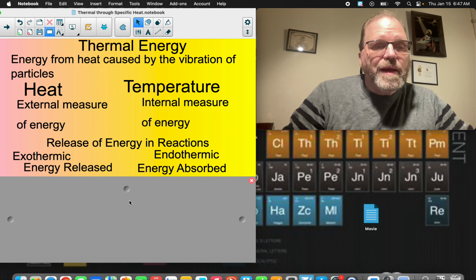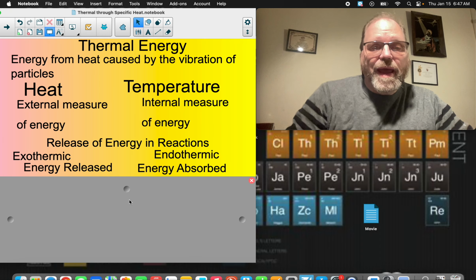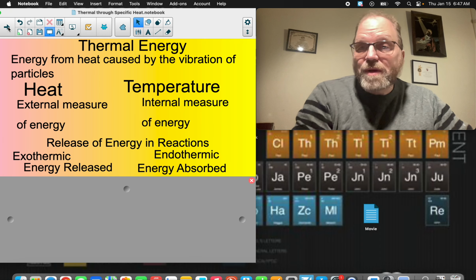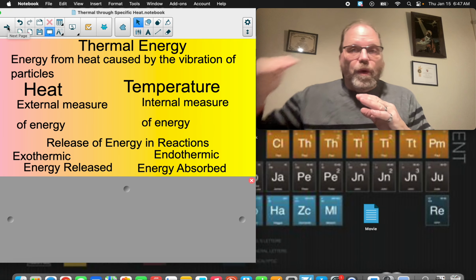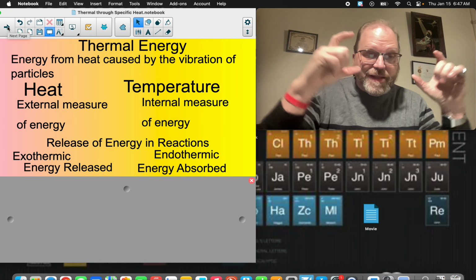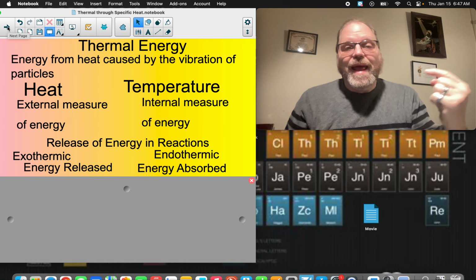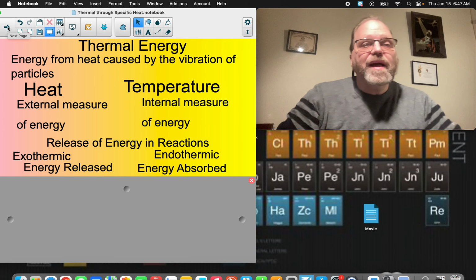Exothermic is energy released. Endothermic is energy absorbed. Again, I talked about it last year. If you're going out, it's exit, leaving; going in, entering, endothermic. That's the way it works.